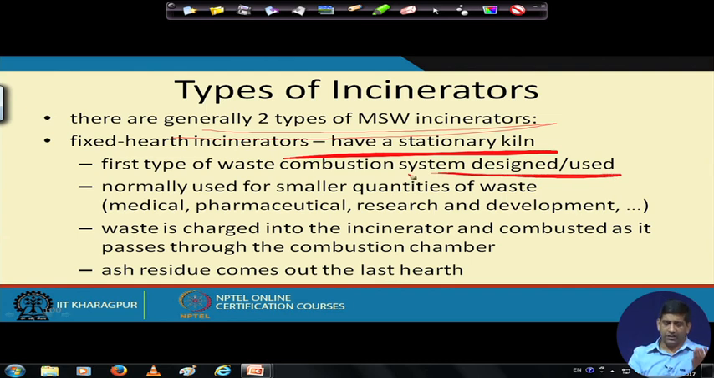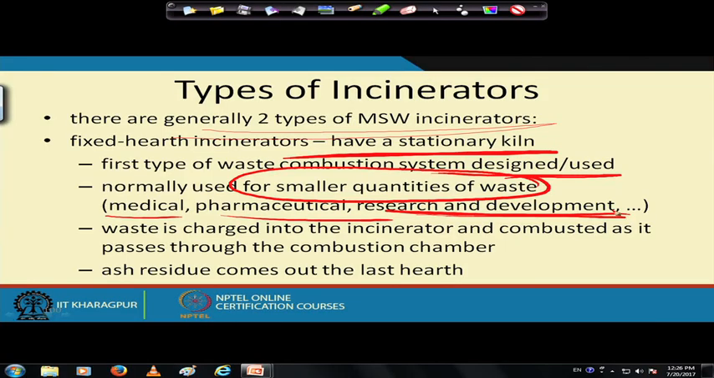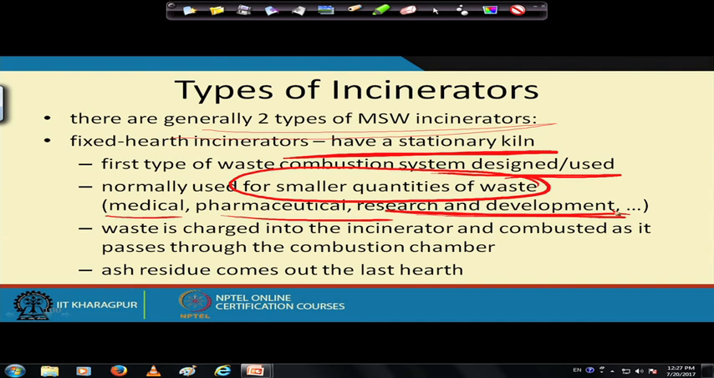Normally we use it for a small quantity of waste. For a small quantity of waste, we can use the stationary kiln. It is also used for medical waste, pharmaceutical waste, and for R&D purposes, like research and development. In a stationary kiln incinerator, waste is charged into the incinerator and combusted. It passes through the combustion chamber, and ash residue comes out at the end. So it's basically a very simple system.